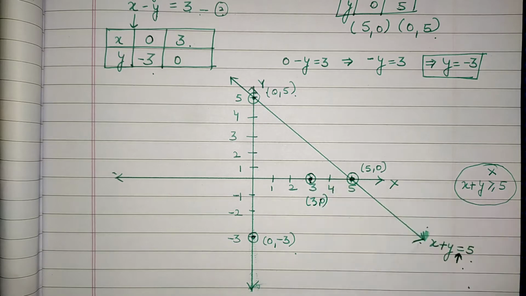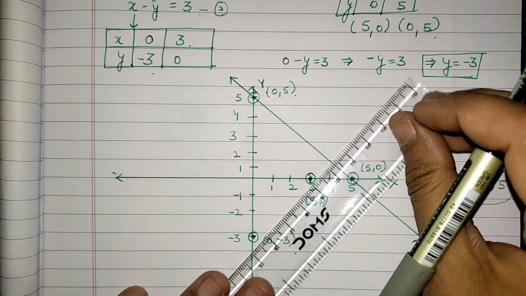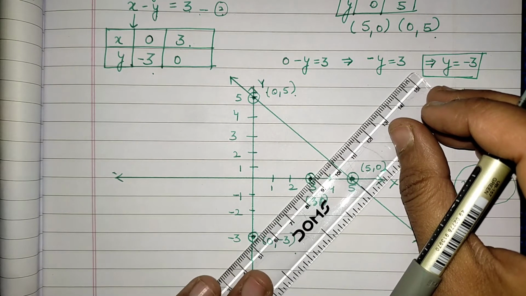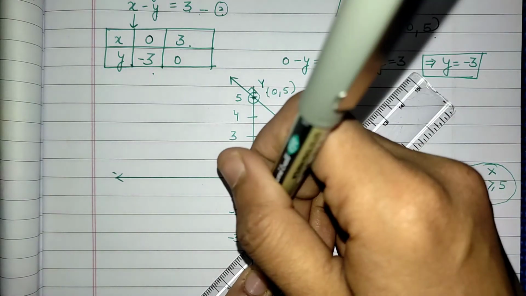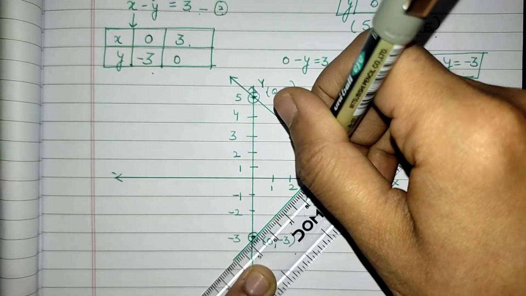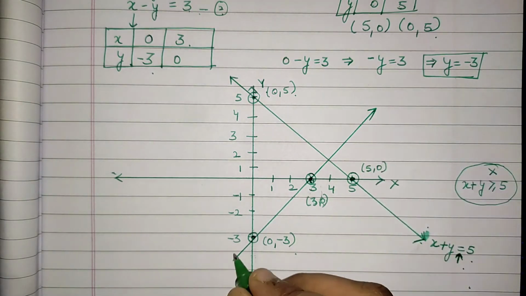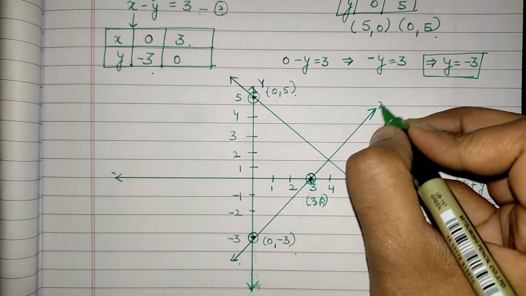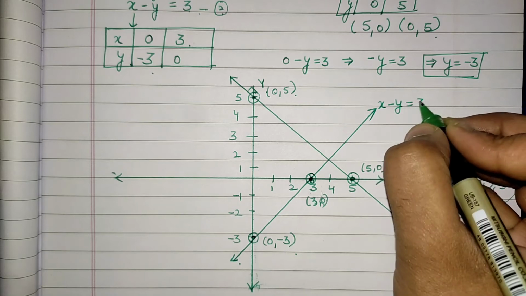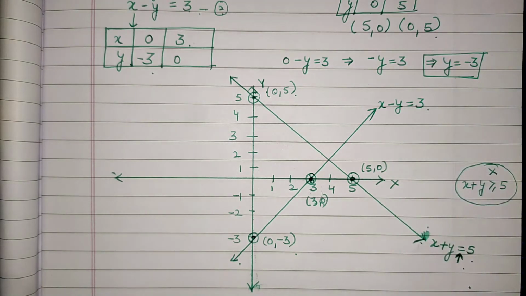X point is 3 and y is 0. So now again join these two lines. I hope you all know how to draw the lines if the points are given to you. Okay, so this is my second line, and the equation of this line is x minus y is equal to 3.